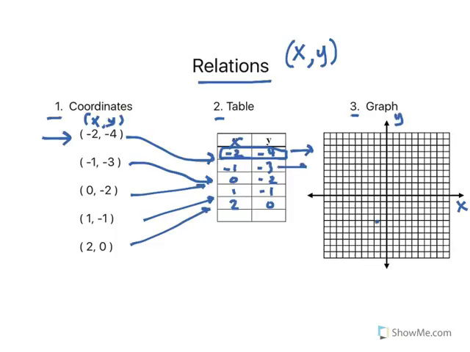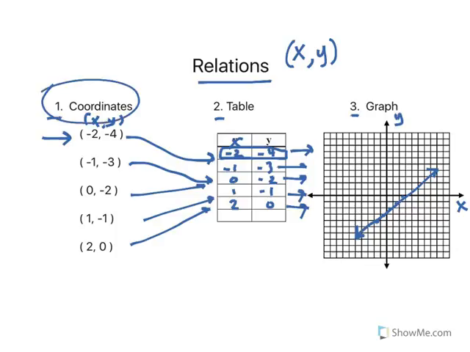Then if I want to graph this one, I go to the left -1 and then go down 3 because Y is negative. For this one, I start at X. X is 0, so I don't go to the left or the right. And I go down 2. For this one, I start at +1, so I go to the right 1, and then I go down 1. And then for this one, I go to the right 2, and I don't go down at all. And I connect the points, and the relation looks like this.